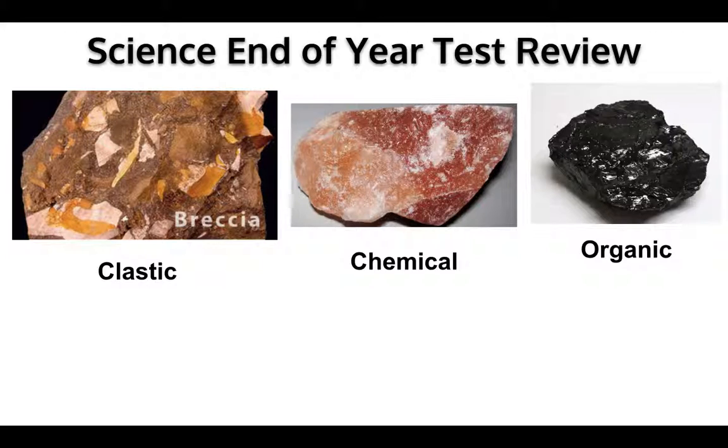So here's some examples of sedimentary rocks. Breccia, clastic. Okay, all those large pieces were compacted and cemented together. Chemical, you have rock salt there, formed from the evaporation of salt water. Organic, you have an example of coal there. The remains of dead and living organisms were compacted together over thousands upon thousands, if not millions of years, to form coal.